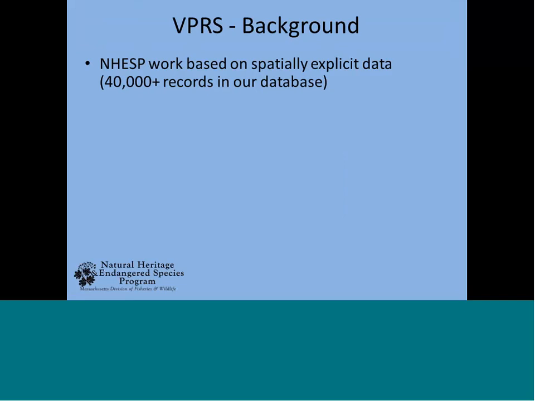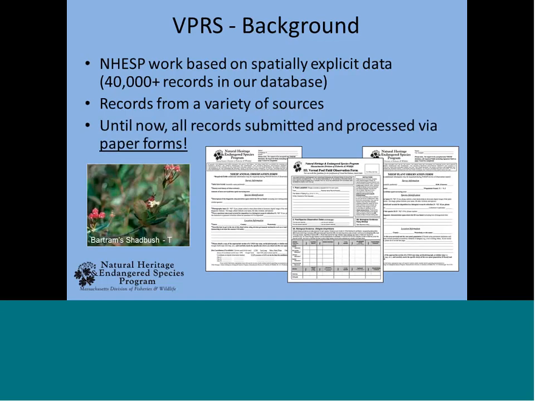We work with a good database that currently houses over 40,000 spatially explicit data points. So this is the locations of rare species, of vernal pools, bat hibernacula, natural communities. These records have come in over the last 30 years from a wide variety of sources. They come from our staff. They come from researchers at universities, cooperators. We work closely with Mass Audubon, New England Wildflower Society, landowners, consultants. So we have a wide variety of sources. And up until we created the VPRS program, all of this came in on paper.